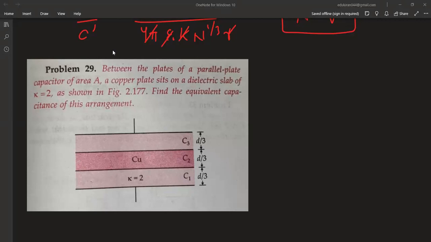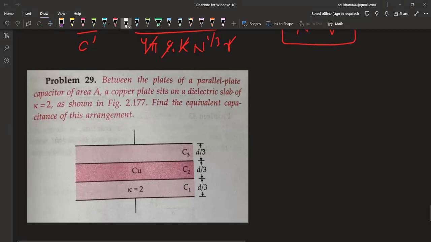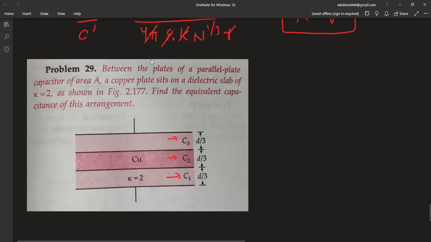See, this says: between the plates of a parallel plate capacitor of area A, a copper plate sits on a dielectric slab of K equal to 2. Dielectric constant is given as 2 in this figure. Find the equivalent capacitance of the arrangement. See, this is C1, this is C2, this is C3. This is a series combination. You can already figure it out.